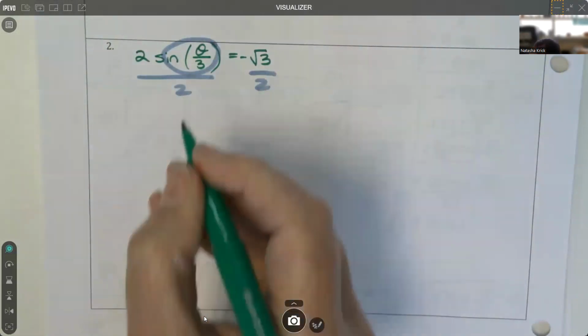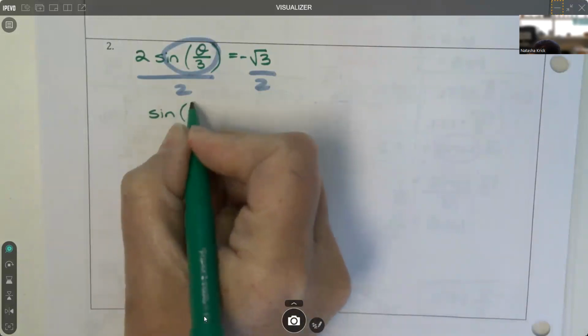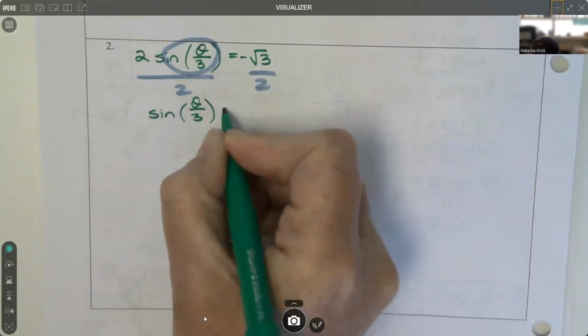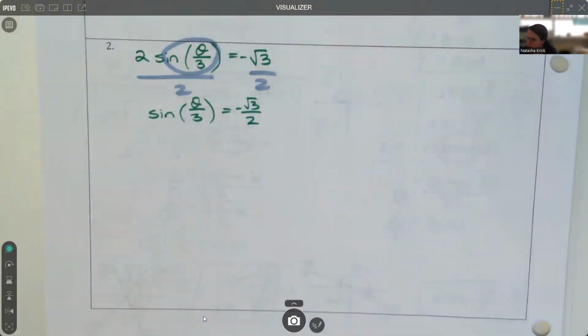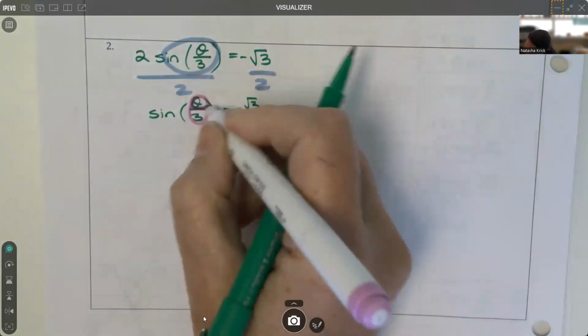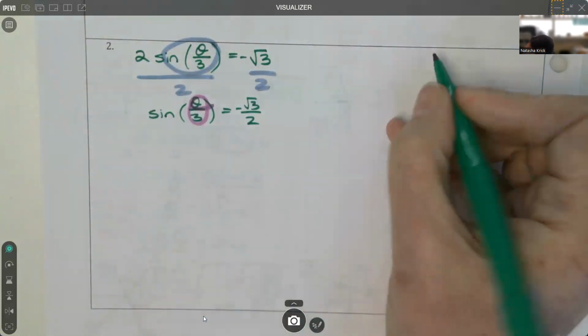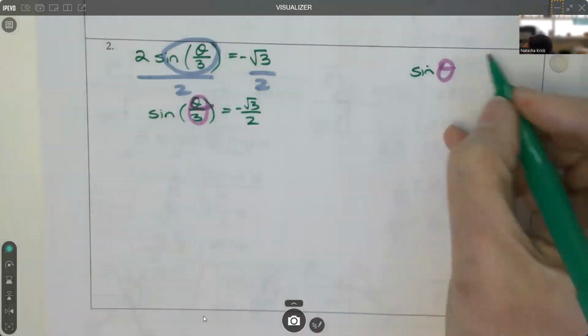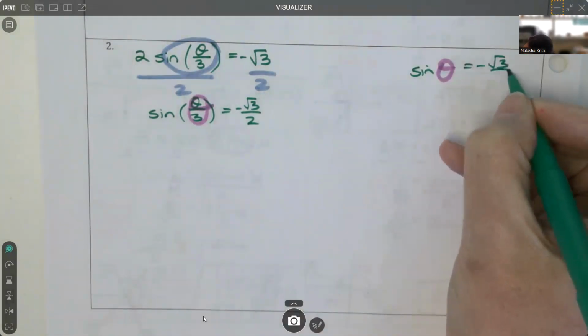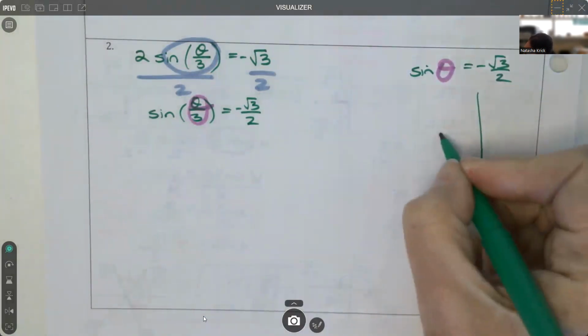And now I get an equation that says sine of theta over 3 equals negative root 3 over 2. And so then I want to do something similar to what I did in the first problem. I want to think, okay, well, what if this was just a theta there? What if I had sine of theta equals negative root 3 over 2? So I'm going to draw a sketch.